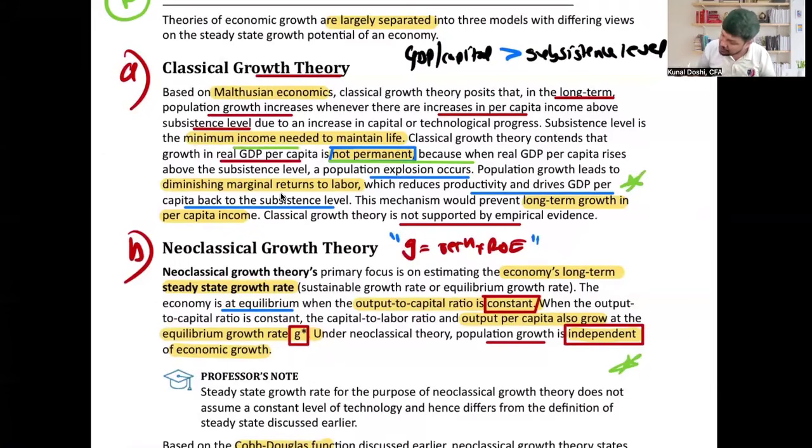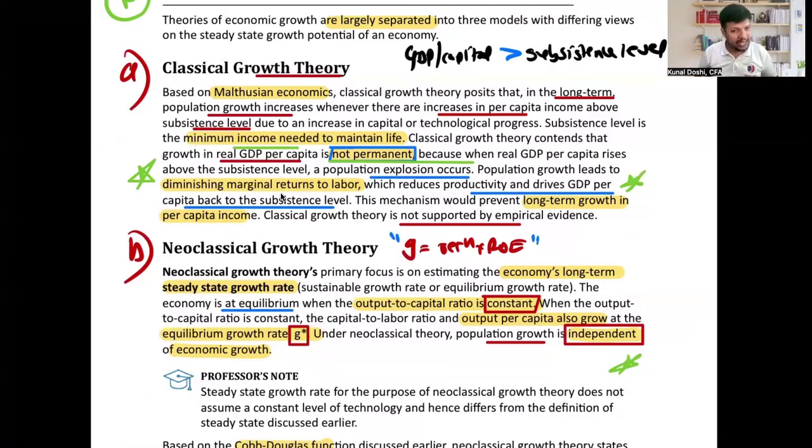It is the minimum income needed to maintain. Classical growth contends that growth in real GDP is not permanent. Understood? Because population explosion will capture all the additional advantage. So no country will grow at a high rate forever. This theory does not hold true, especially when you take the case of China.